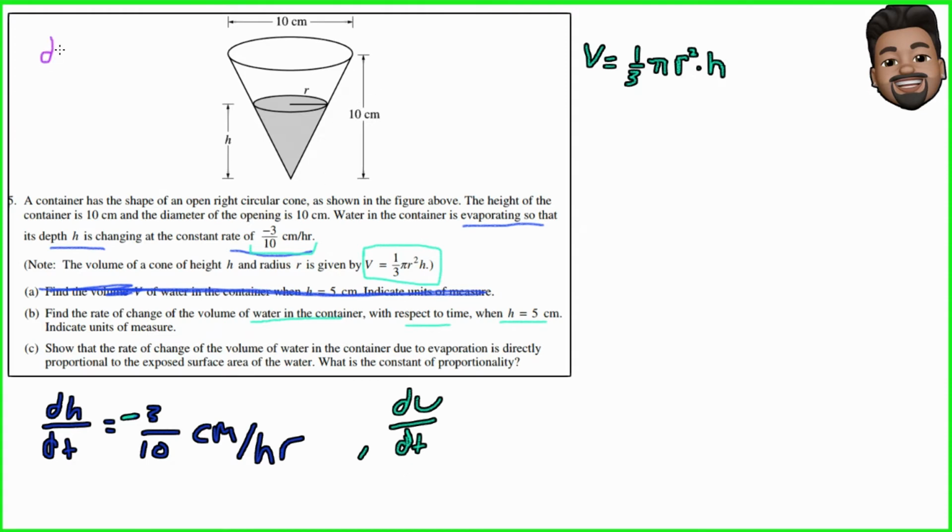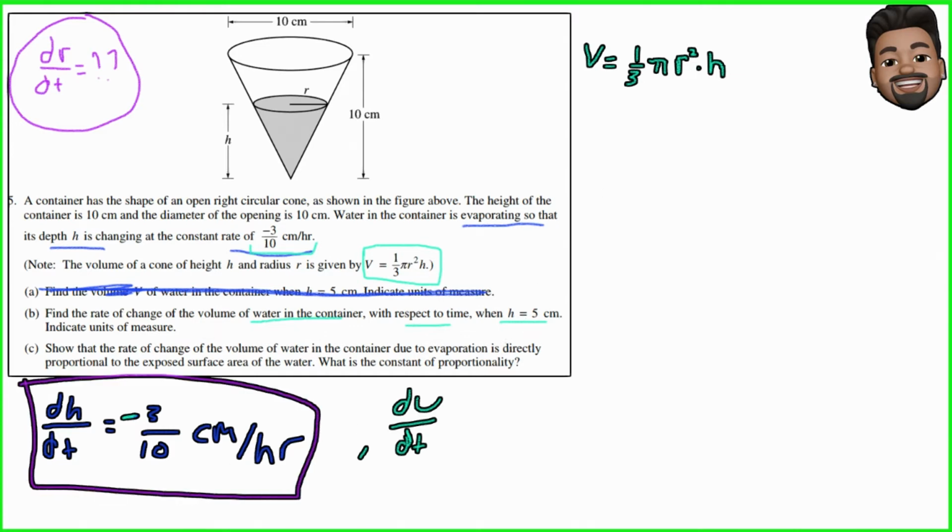Do I know what dr dt is? Well, if I look around right now and read the problem, nothing in here tells me what dr dt is. Nobody is telling me how this radius is changing. That's a bit of an issue because we would like to have that to use the product rule. So then the next best thing to do is say, okay, here's the thing. We know what dH dt is, right here when we go to take our implicit derivative, but we do not know, again, what R is.